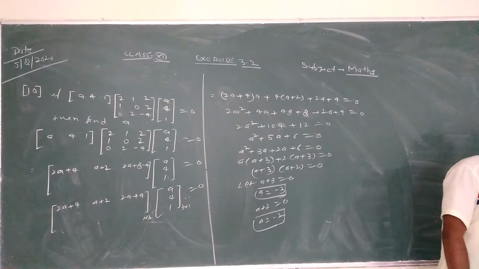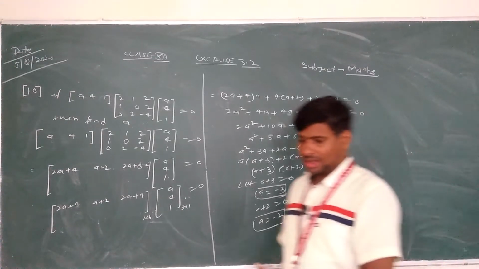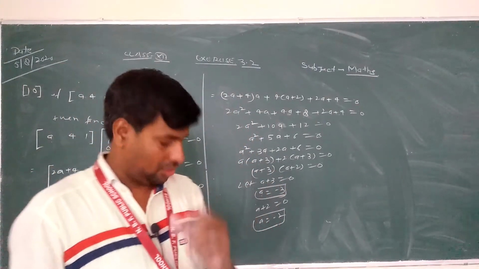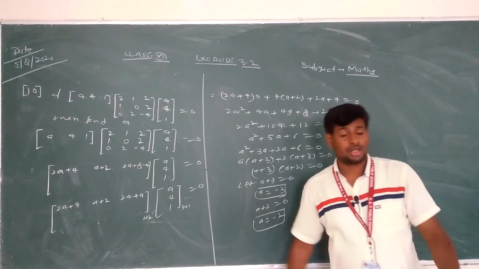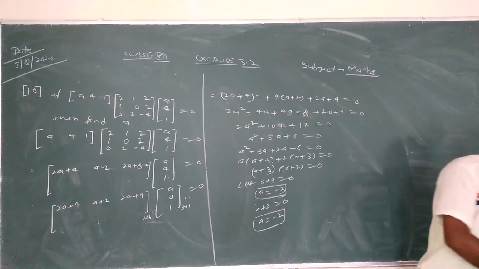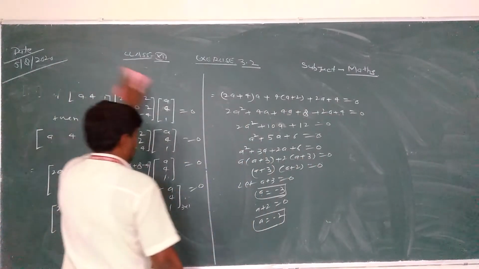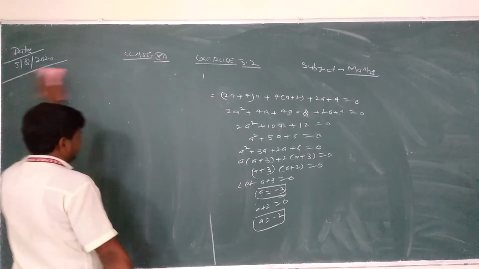Students, the same process you can do for question number 11, that is (a plus b) whole square equal to a square plus b square. You have to verify this condition, so do it. We will discuss question number 12, which is the most important question. Let's see question number 12.